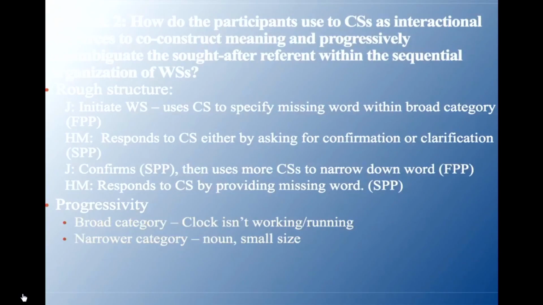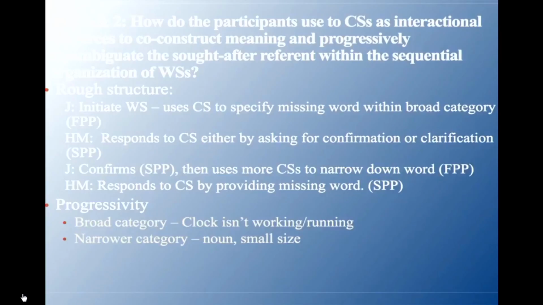What happens in the exchange illustrates how participants use communication strategies as interactional resources to co-construct meaning and progressively disambiguate the sought-for referent. And it shows how communication strategies are used within the sequential organization of word searches to guide the trajectory of the search on a turn-by-turn basis.